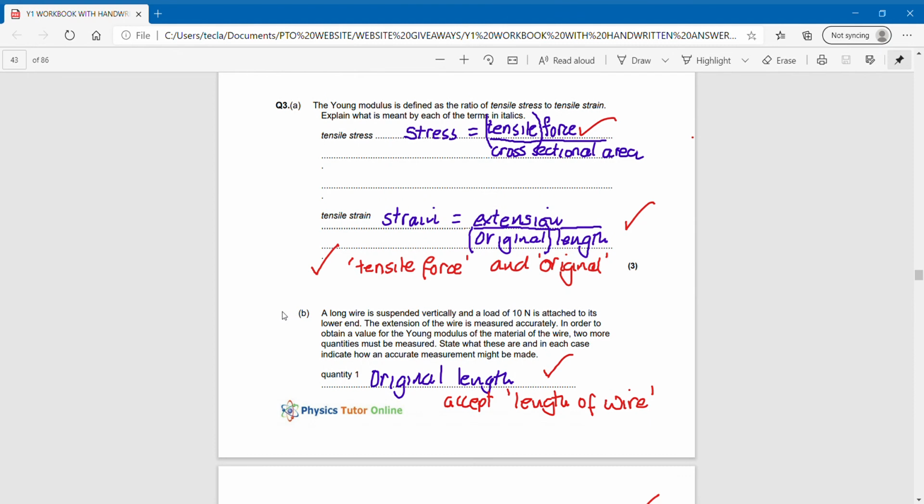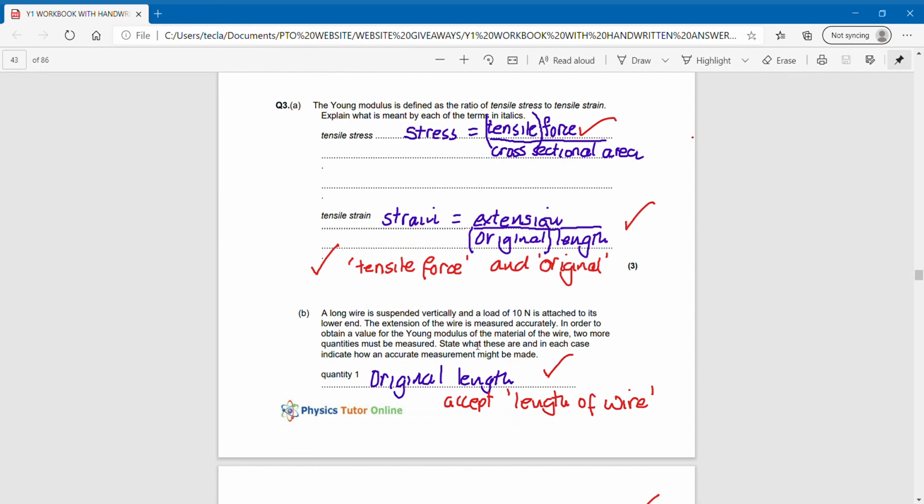For part B, so we're talking about a wire being suspended with a load attached, the extension being measured. They're measuring Young modulus of the material. 2 more quantities must be needed. So we know Young modulus is stress divided by strain. So we're going to need the force and the cross-sectional area. We're going to need the extension and the original length.